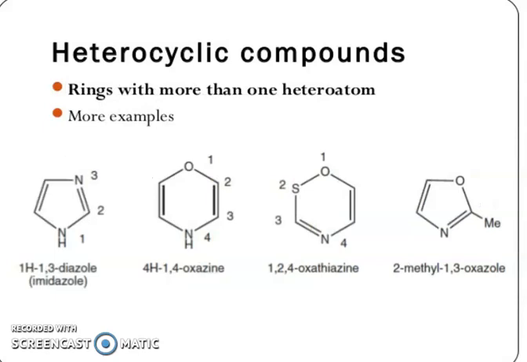Again, further examples. You can see rings with more than 1 heteroatom. In this example you can see nitrogens. You already know nitrogen can have hydrogen or be without hydrogen. So if hydrogen is there, it will get priority. So 1H-1,3-diazole. It is called imidazole.